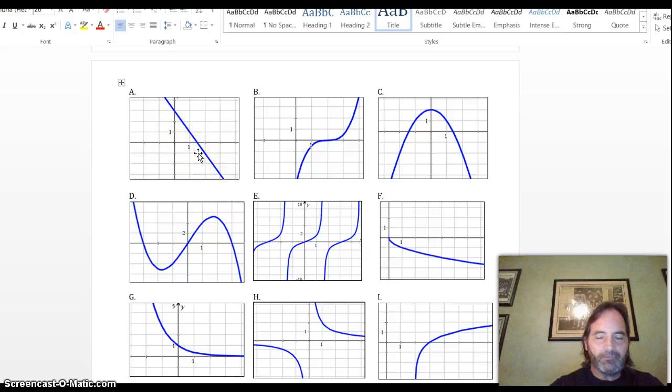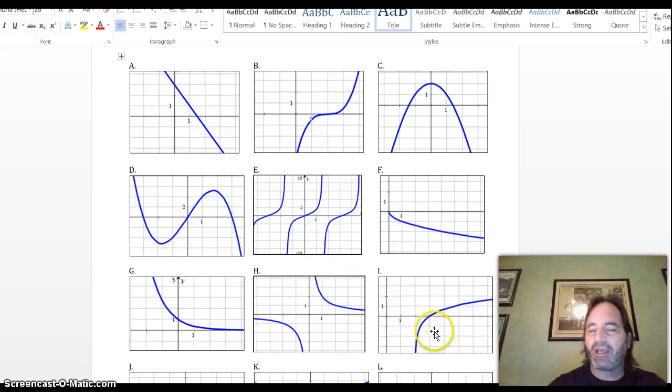Okay? Graphs that are always increasing, well, this graph is always increasing, even though it kind of shallows out here, but it doesn't look like it's constant. This graph looks like it's always increasing. This looks like a logarithm graph that got shifted over. But notice, as x gets bigger, y gets bigger, okay? So that's always increasing, okay?